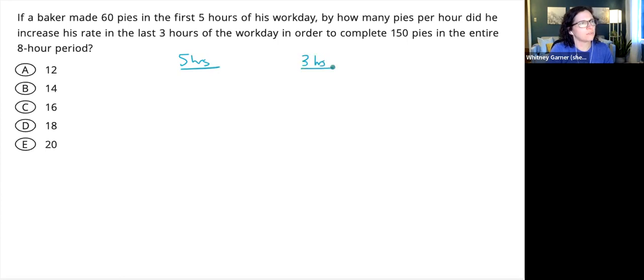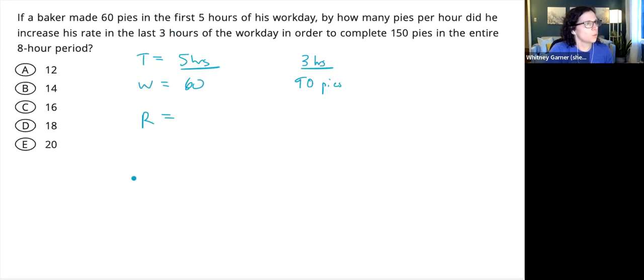Let's just catalog. The work he accomplished was 60 pies in the first 5 hours, and in the last 3 hours, we have to complete 150 pies for the whole day. So that's going to be 90 pies that are left. I know the time. So the time is my 5 hours and my 3 hours. And I don't know the rate, but I can find them.